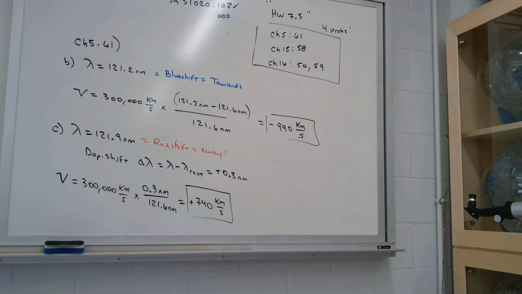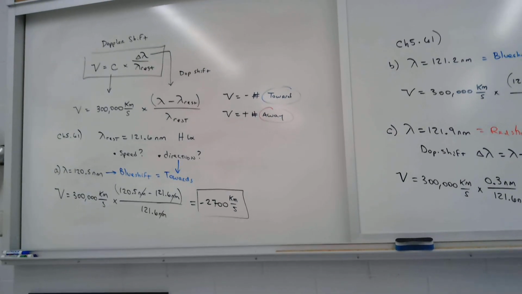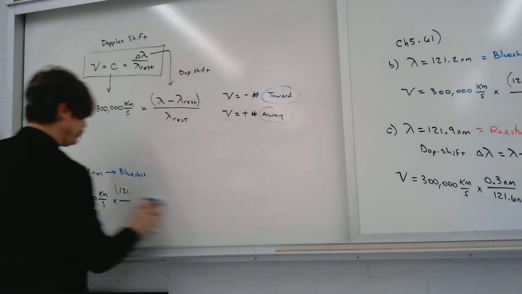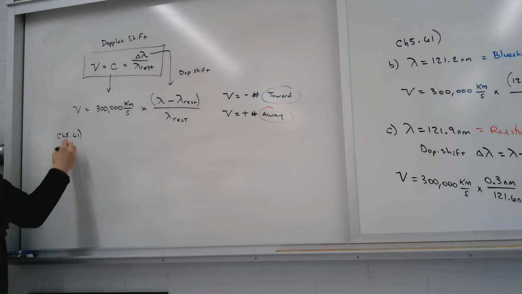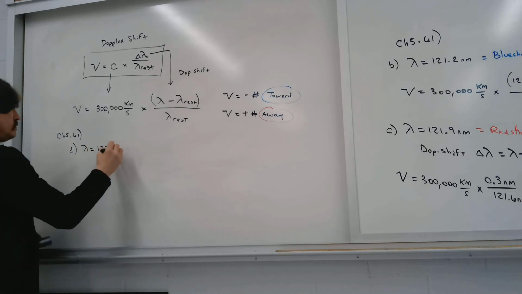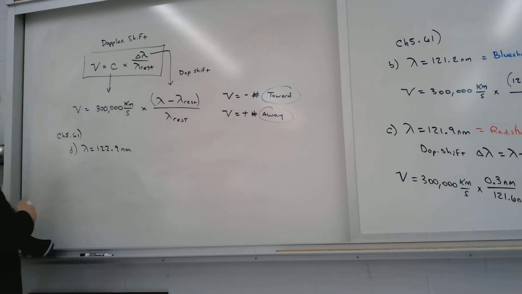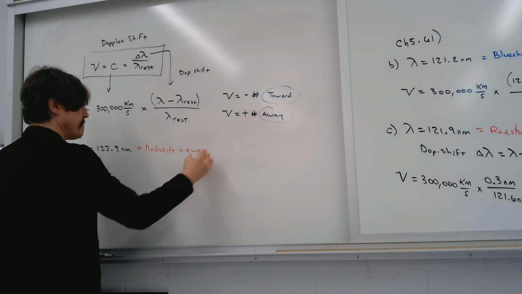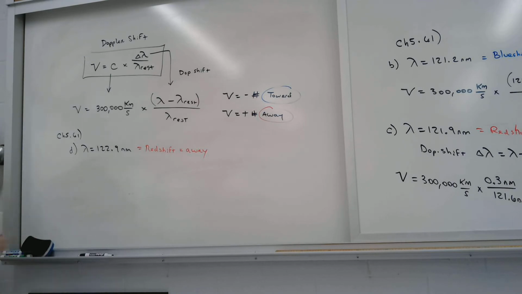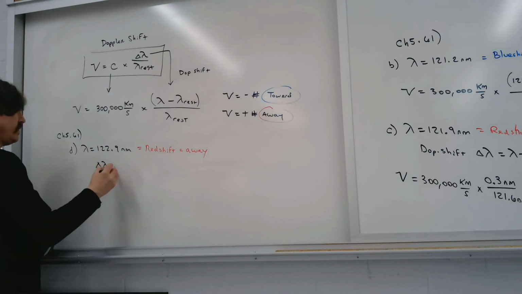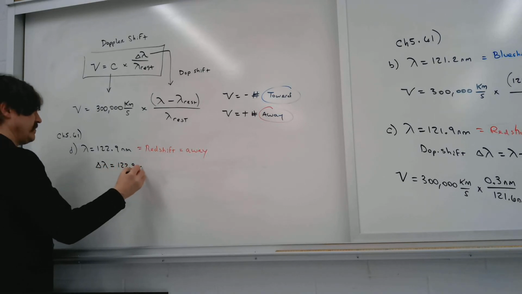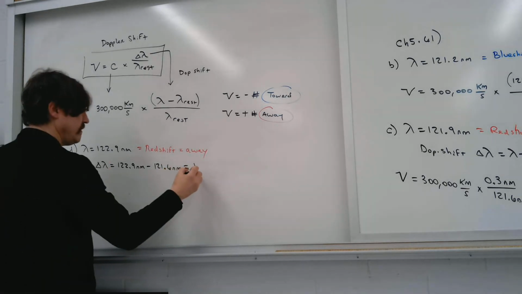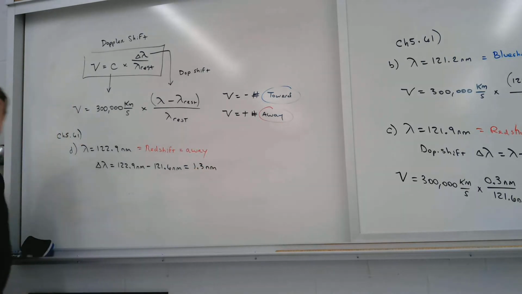Okay. All right, we got one last one to do, and that's part D. 122.9. This is a longer wavelength, so it's a red shift. The motion is away from the observer. The Doppler shift, oh boy, what's 122.9 nanometers minus 121.6 nanometers? 1.3 nanometers, positive, right? Yeah. All right.